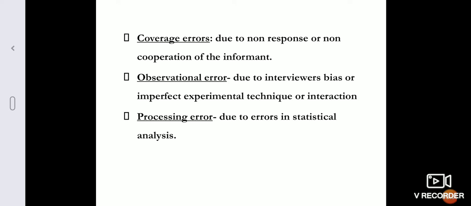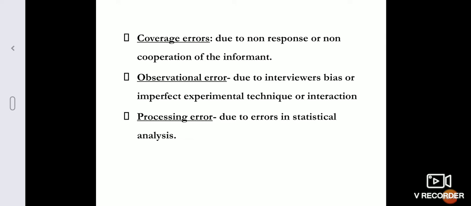Now let us see the observational errors. This happens when the interviewer is biased, or there is imperfect experimental technique, or improper interaction. The observer means the person who is collecting the information is biased. So suppose he wants to collect information only from particular people or in a particular method, then that information again becomes biased. So the interviewer will not ask certain questions properly, or he will ask certain questions in a different way from certain people. So the information collected does not match between the participants, because the observer himself is biased.